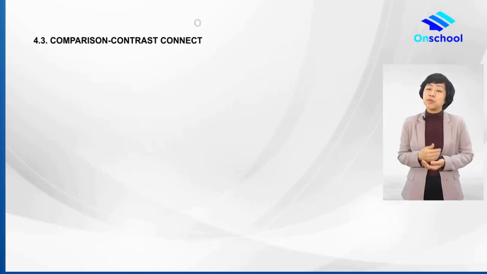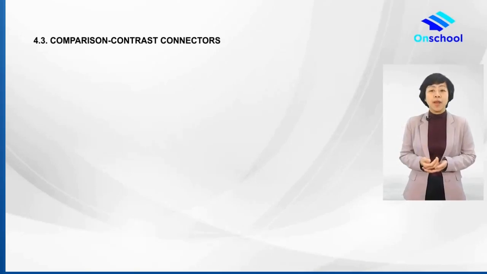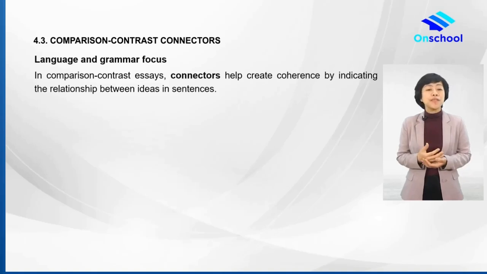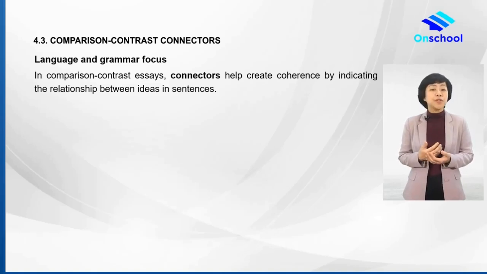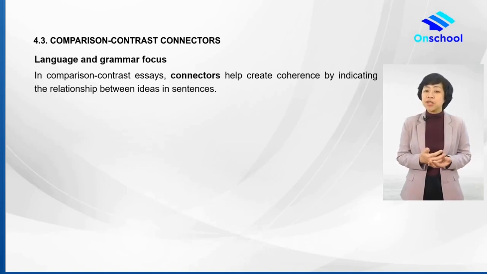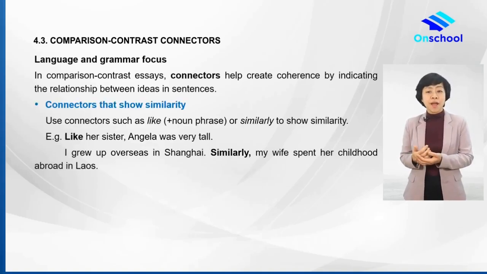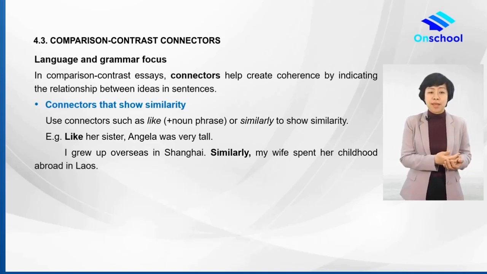After having studied how to brainstorm and make an outline, we now move to developing ideas. In a comparison-contrast essay, we need to use connectors because connectors help create coherence by indicating the relationship between ideas in sentences. Some connectors are used to show similarities, such as like and a noun phrase, or similarly.